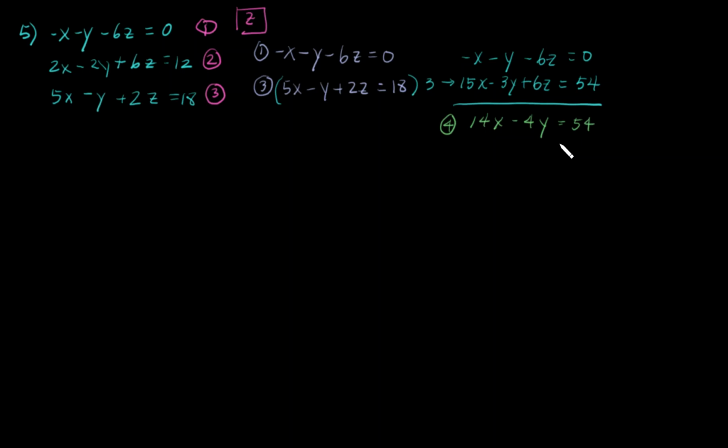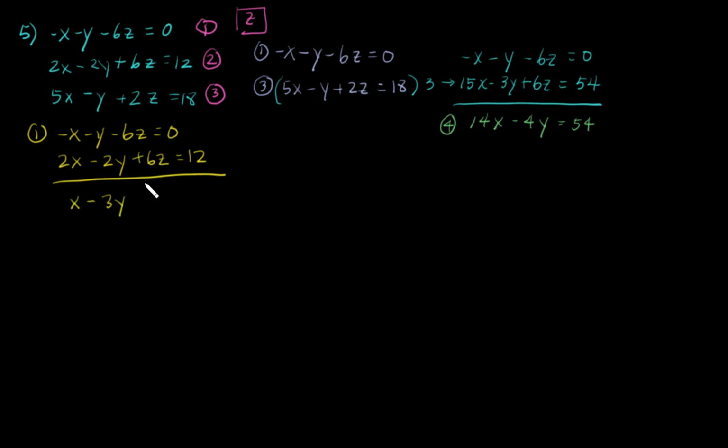Okay, let's go ahead and put another equation to pair them up. We said that we're going to do 1 and 2. So 1 is -x minus y minus 6z equals 0. And then it's 2x minus 2y plus 6z equals 12. So I end up with x minus 3y, cancel out the z, equals 12. This is our fifth equation.